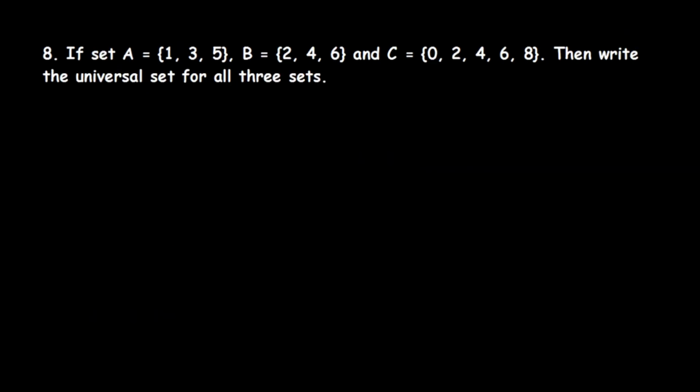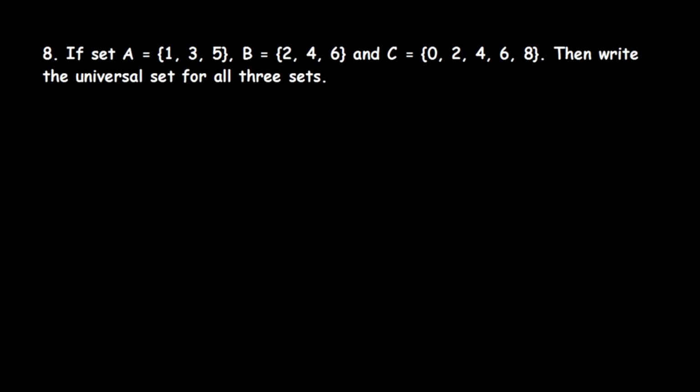Next question. If set A is 1, 3, 5, set B is 2, 4, 6, and set C is 0, 2, 4, 6, 8, then write the universal set for all three sets. You know what universal set means: all the sets are subsets of the universal set. So all these three sets, A, B, C, are subsets of that universal set. So can you guess what that is?